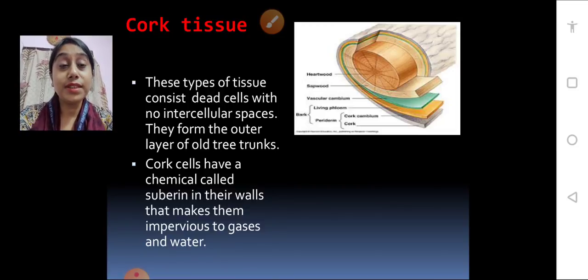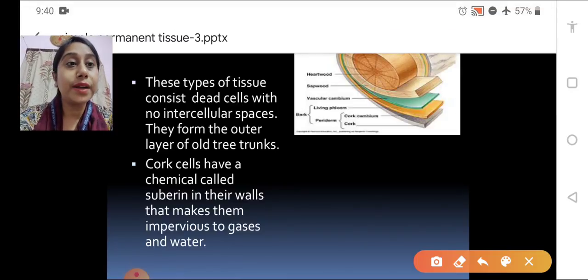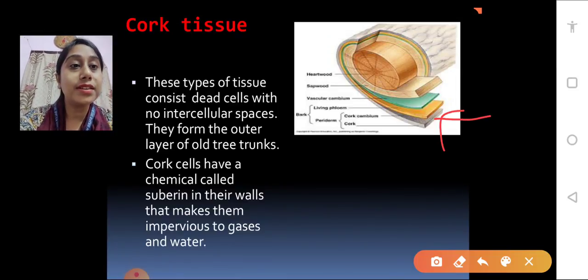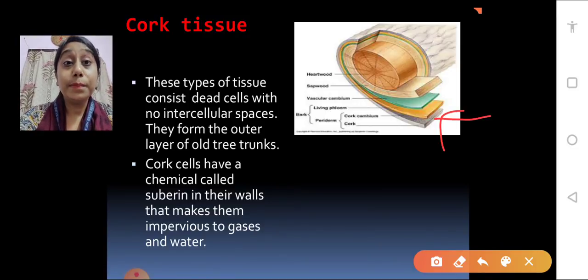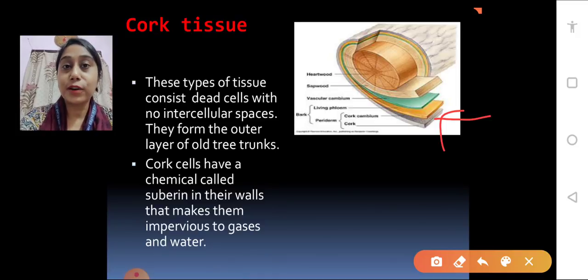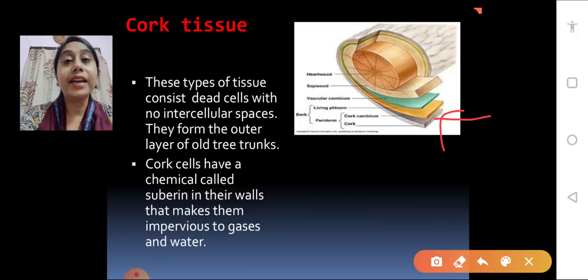the cork. You can see in this image, where is the cork present? This is the outermost layer, the cork. So cork is the outermost layer of the bark, and you know about the bark of the plant. So cork is made up of dead cells which do not have any space in between them, and they have suberin in their cell wall, making the cork impermeable to water and gases, and protecting the plant.